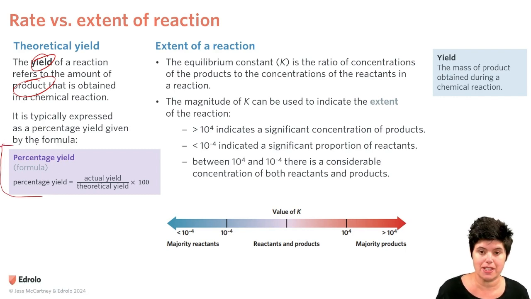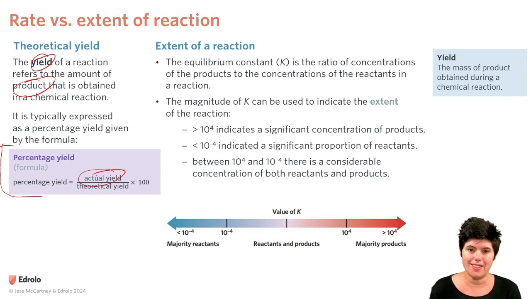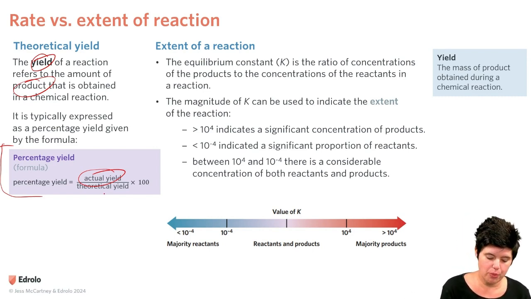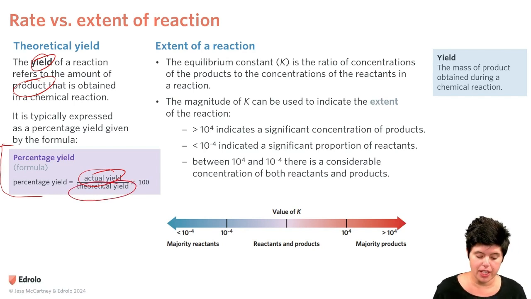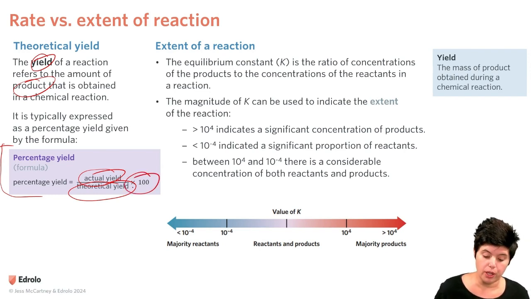Like any percentage, it's calculated the same way. We are going to use the actual yield, so the mass that's been weighed at the end of the reaction, the actual mass. And then we're going to divide it by the theoretical yield. The theoretical yield is what we should get, so the calculated amount that we should get at the end of the reaction. This is obviously based on stoichiometry, so using those stoichiometry calculations. And like any percentage, we will times this by 100.